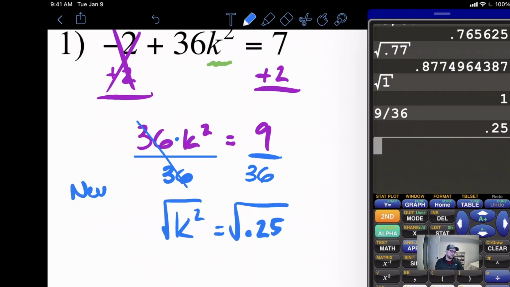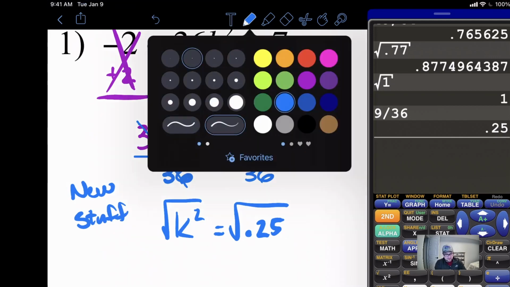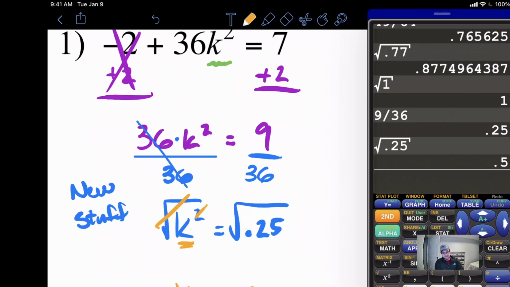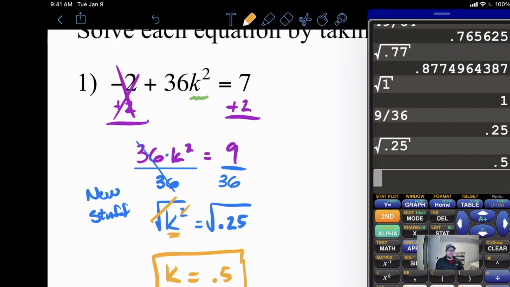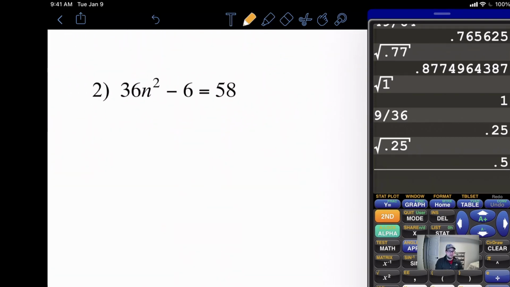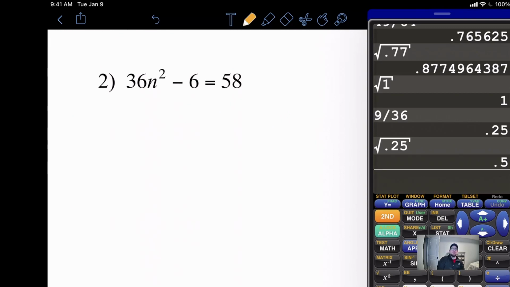Remember, this is the new stuff that we started working on yesterday. Remember, when you take the square root of something that's squared, they cancel each other off, and you're left with whatever was inside, which is just k. Now, if I take the square root of 0.25, I get 0.5, which makes that my answer. Remember, if you're struggling to figure out where your square root key is on your calculator, please don't be afraid to ask. Here's the second problem we're going to work today.